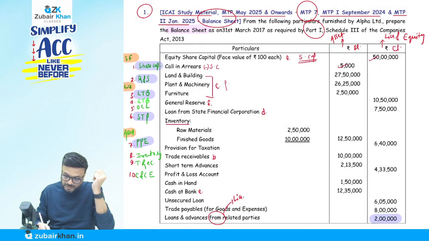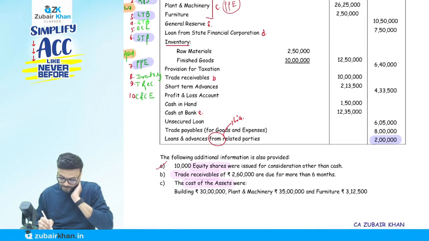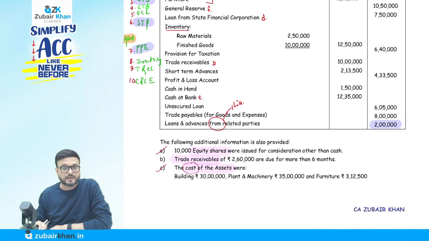It is related to PPE, but something is mentioned in point number C. I will read there. What is point number C? They say in point number C the cost of the asset. Now understand, very interesting. They have given us the cost. You know that here. Let me write it down.